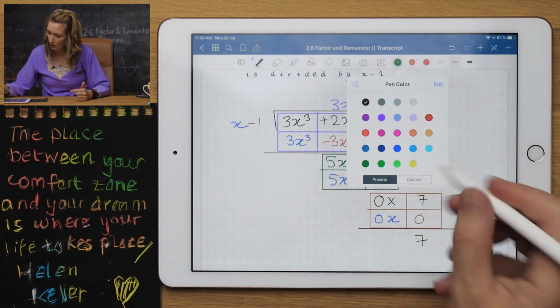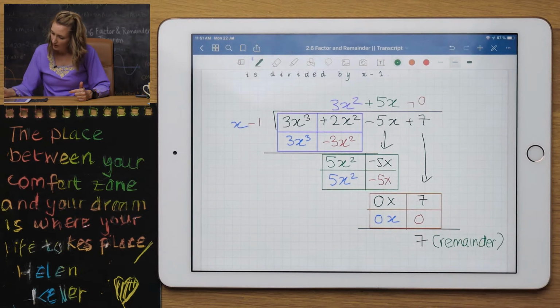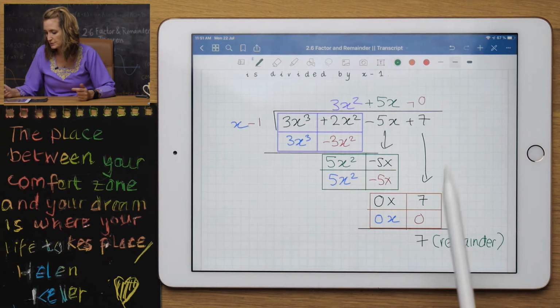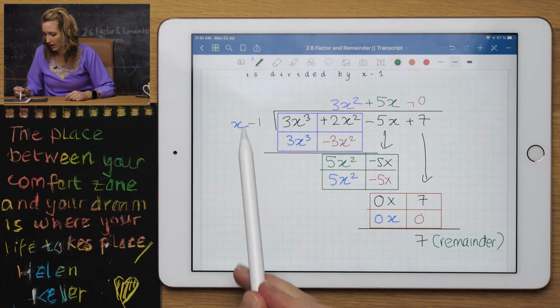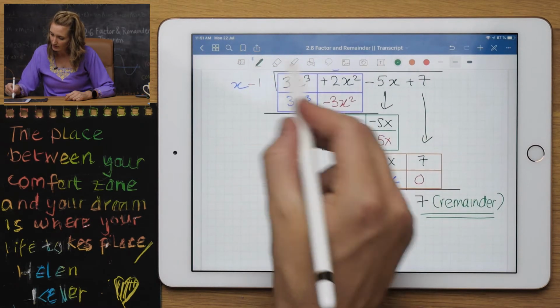We can't keep going because this has got a lower degree than the x. So you couldn't do 7 divided by x. I suppose you could, but once you get below a power of x, if the highest power here is x, you need to stop. So our remainder is 7, and we can write it down like this.